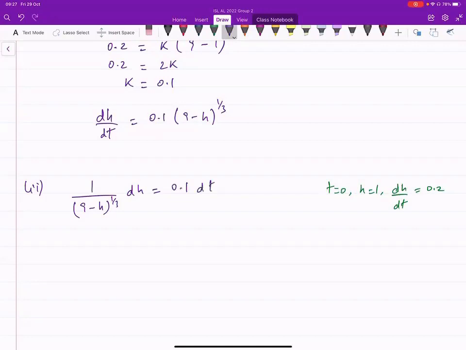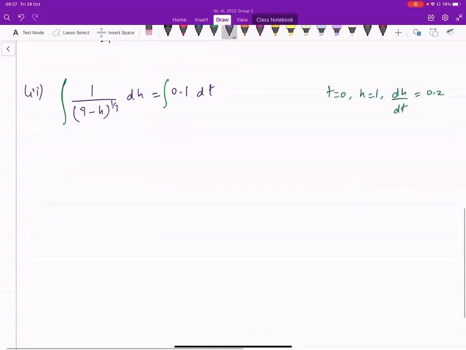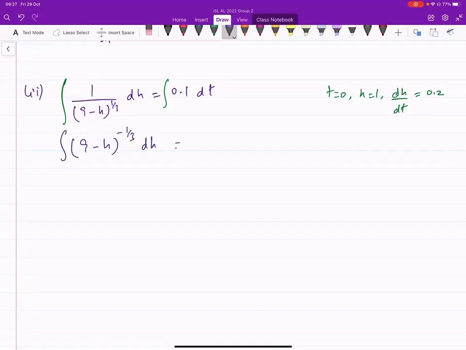ठीक है, वेरिएबल्स को सेपरेट कर लिया, 0.1 dt. Now we integrate both sides. इसको इंटीग्रेट कर लेते हैं, इसको इंटीग्रेट कर लेते हैं. लेफ्ट साइड कैसे इंटीग्रेट होएगी? We can take that to the numerator, right? It's something linear. अंदर linear है, हम इसको लिख सकते हैं (9 minus h) whole raised to power minus 1/3 dh. On the right side, we've got 0.1 t plus c.